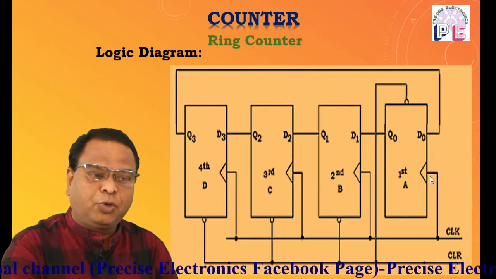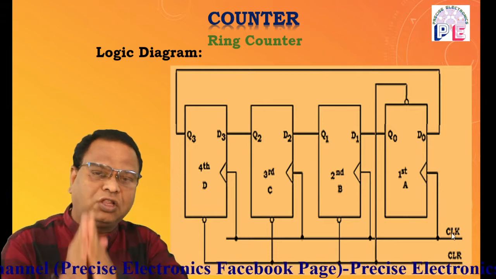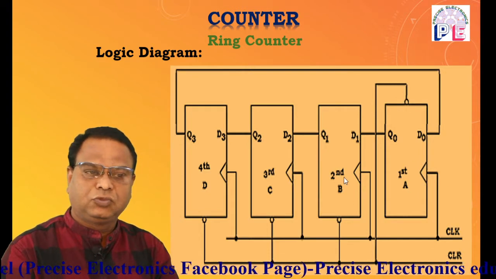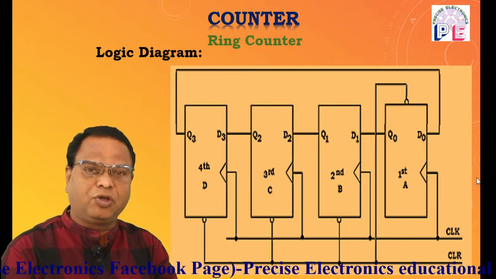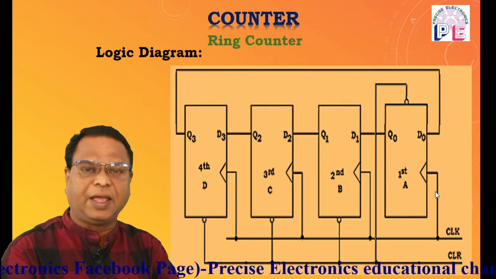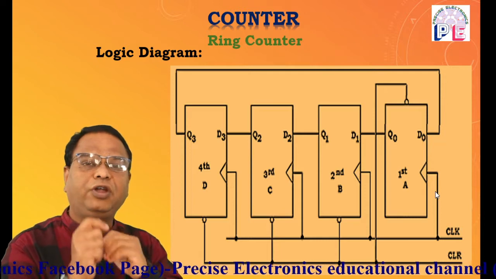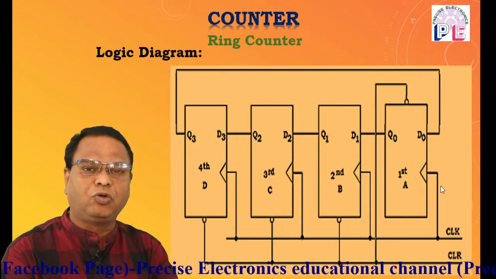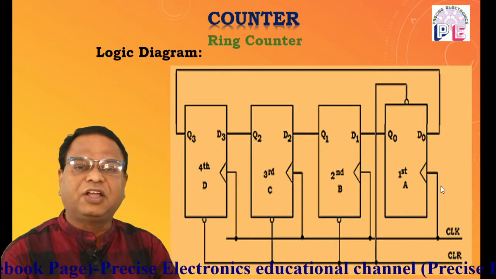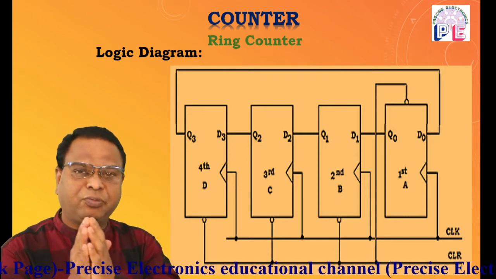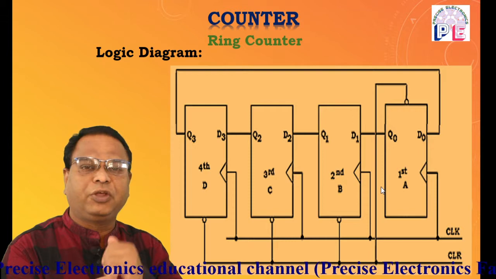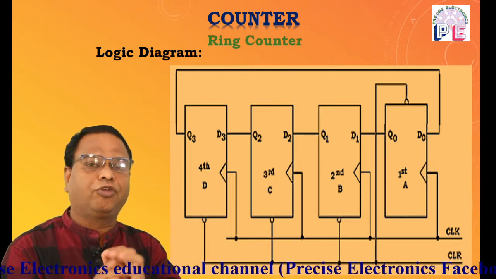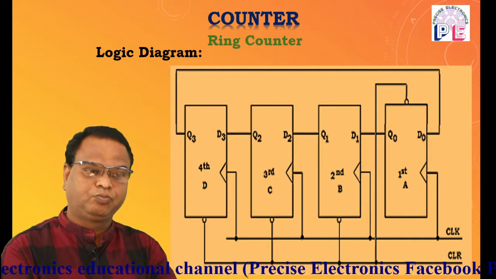The clock input terminal is applied to all the flip flops at a time, and in this case it is a positive edge triggered D flip flop because the bubble is absent. So the transition of state, or bit transfer, happens with the positive clock pulse, at the positive edge of the input clock pulse. So it is a positive edge triggered D flip flop.